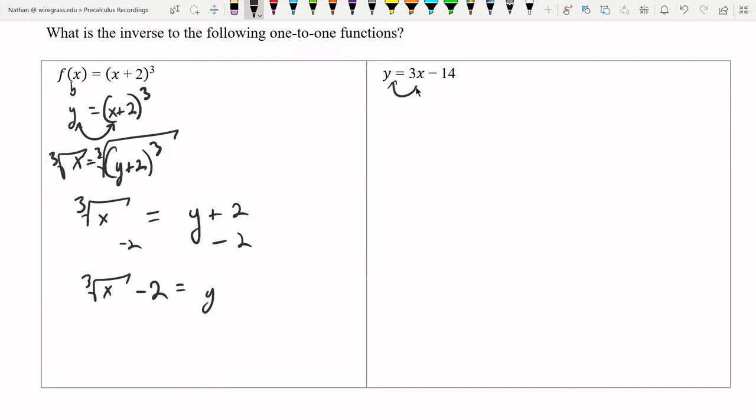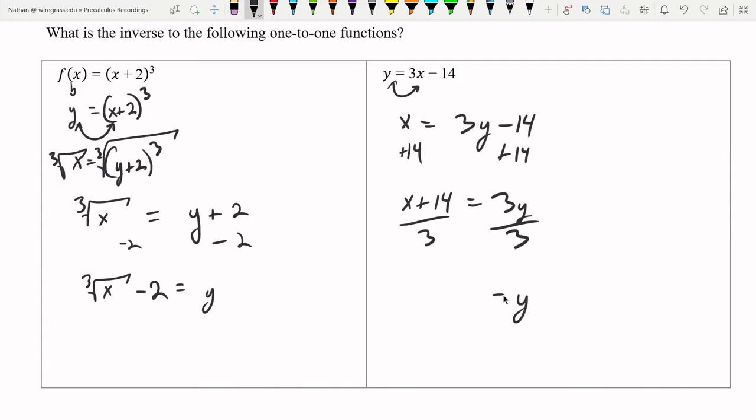Likewise, I'm going to flip x and y. Okay, add 14. Now divide by 3. So my inverse function is (x plus 14) over 3.